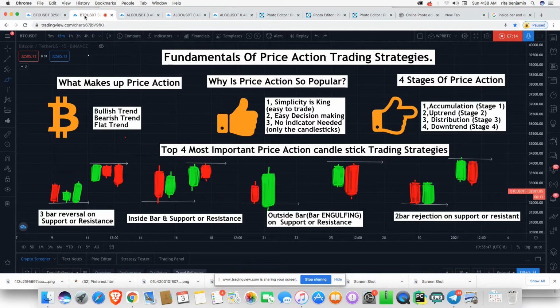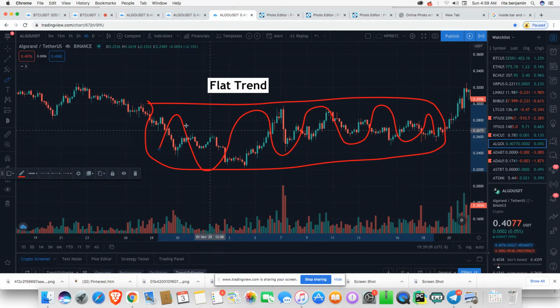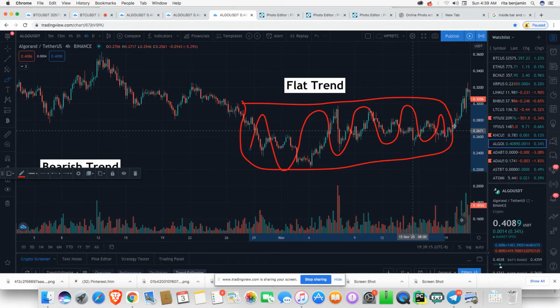So now that we know what makes up price action, we're going to go forward to talk about why price action is so popular. I think the most important aspect of what makes price action more popular is the simplicity, right? It is the easiest trading strategy, in the sense that you're not going to need any indicator, and making decisions becomes very easy. Because if I look at this chart, I know that I won't make much money from this chart because it's sideways movement. So therefore, I am going to likely wait for a breakout.